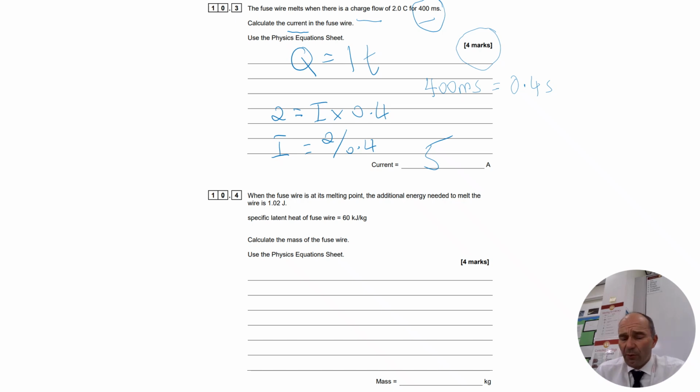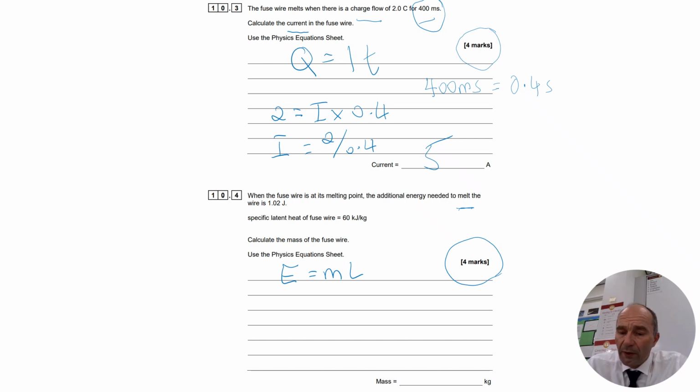And then 10.4, another 4 mark calculation. When the fuse wire is at its melting point, the additional energy needed to melt the wire is 1.02 joules. We're being told the specific latent heat of the fuse wire is 60 kilojoules per kilogram. We've got to calculate the mass of the fuse wire. Right, so again, this is worth 4 marks. There's a few clues here. We're talking about melting the wire, so we're thinking about changing state. So that means we need to use E equals ml. Energy equals mass times the specific latent heat.